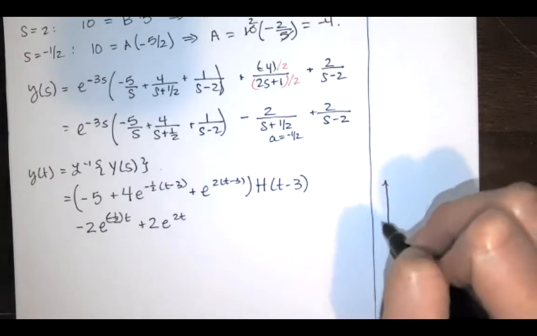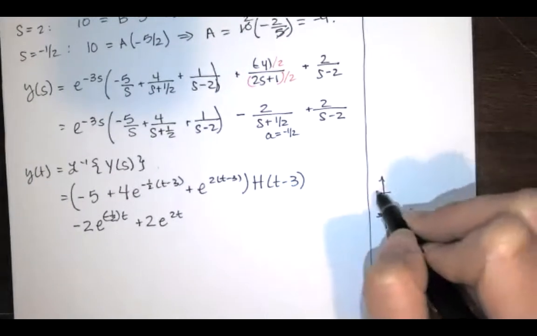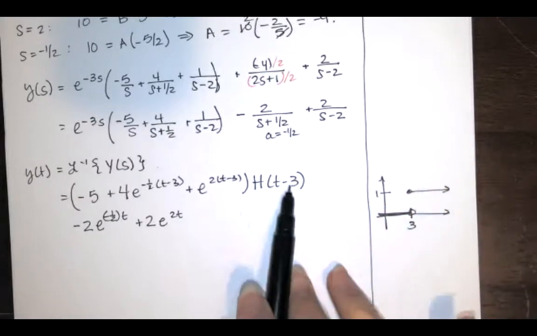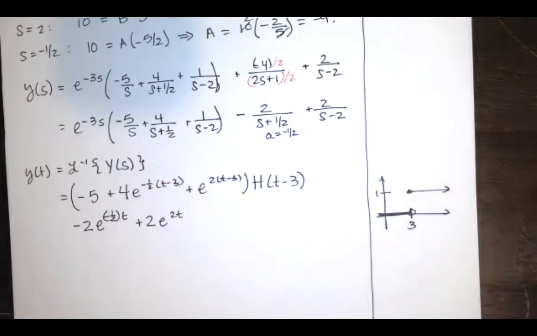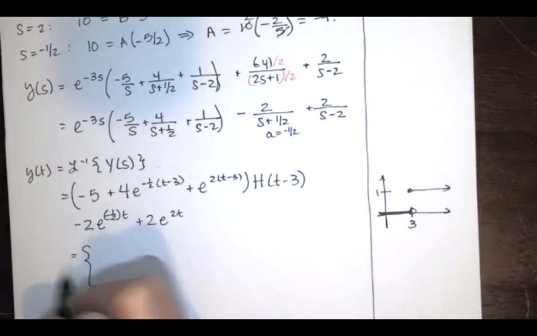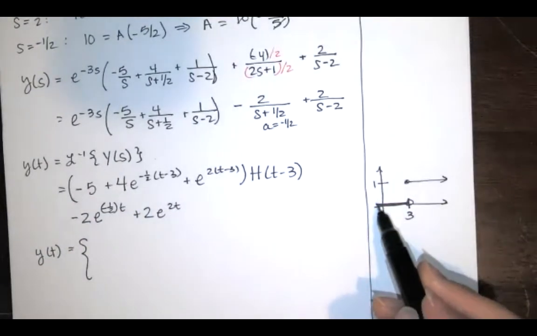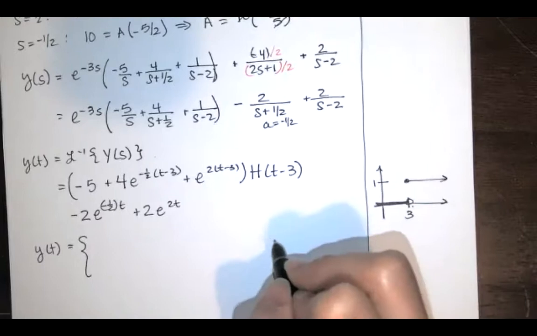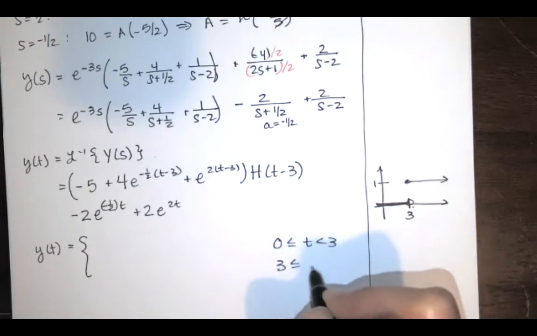Now remember, the Heaviside function is 0 until we get to 3, and then at 3, it jumps up to 1. That's for the Heaviside function at t minus 3. This number tells you when that sort of on-off switch turns on. So it's 0 until you get to that point, and then after that it's 1. So when I write my y of t, it's going to be a piecewise function with 2 intervals, one on the interval from 0 to 3, where the Heaviside function is 0, and another one on the interval from 3 to infinity.